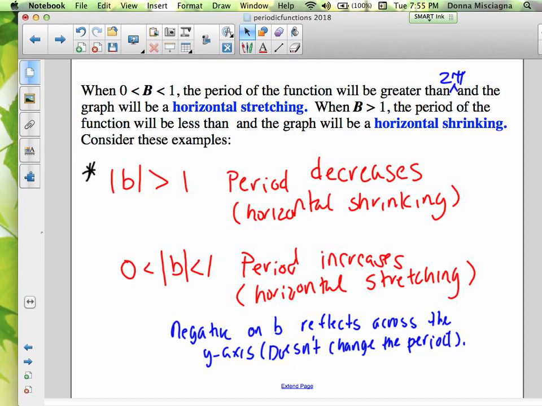So when b is greater than 1, the period decreases. We have a horizontal shrinking. When b is between 0 and 1, the period increases. We have a horizontal stretching. Let's take a look at identifying period. It's super easy.